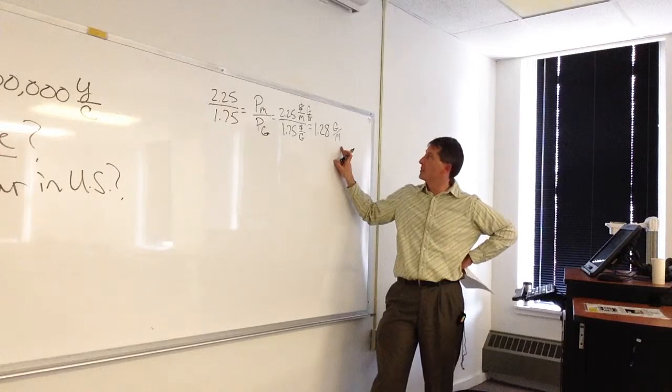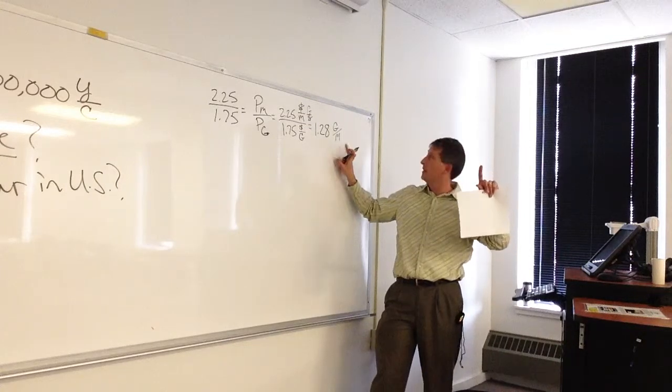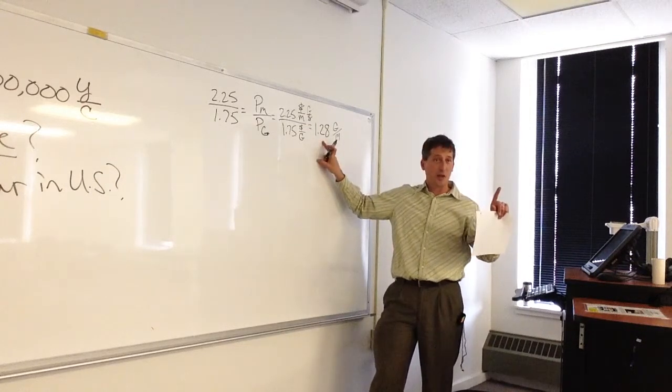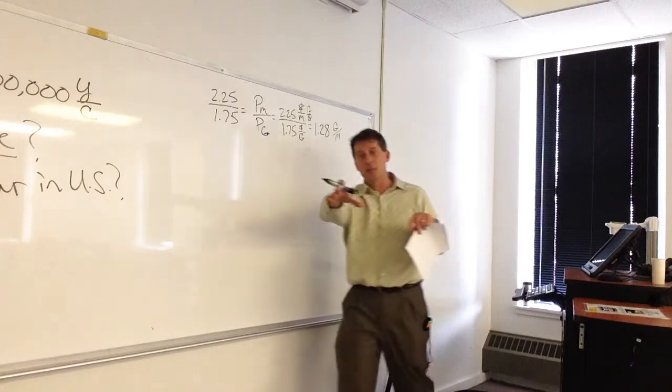What would you call this? The relative price of a Mountain Dew or a Gatorade? Mountain Dew, right? Because one Mountain Dew costs you how many Gatorade? 1.28 Gatorade. So a fraction of a bottle.